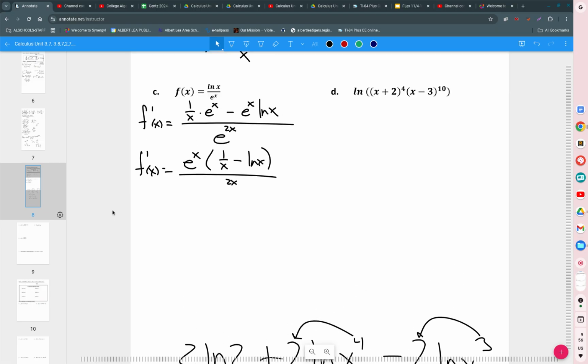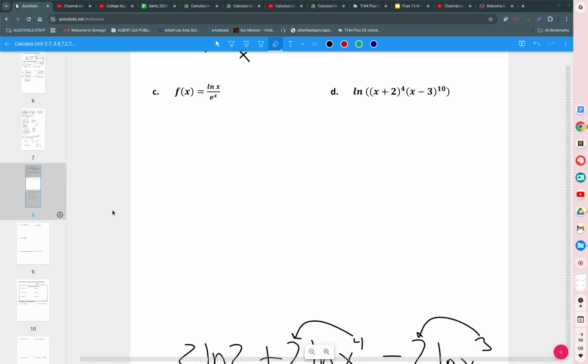This one looks pretty challenging. As you can see, you have the natural log of x plus 2 to the 4th times x minus 3 to the 10th. And this is going to be very challenging. Don't write this down, because you would have to set up the natural log of u, and on the inside you would have x plus 2 to the 4th times x minus 3 to the 10th. And then what rule would you need for that? You need the product rule, and then you would need twice chain rule. Right. So don't do it.